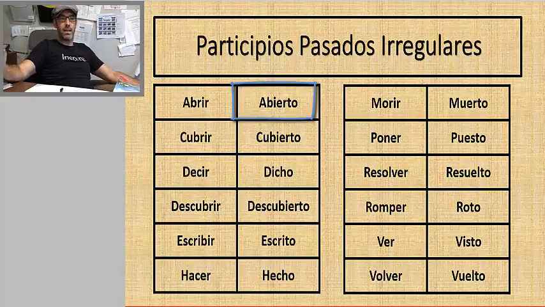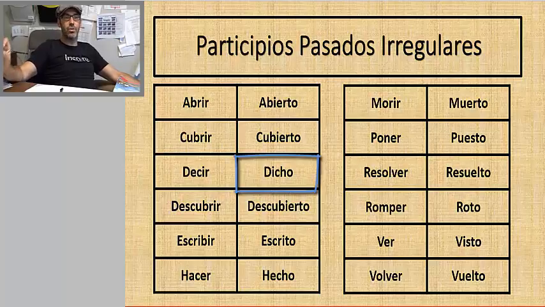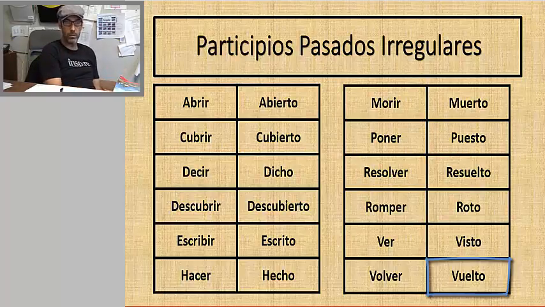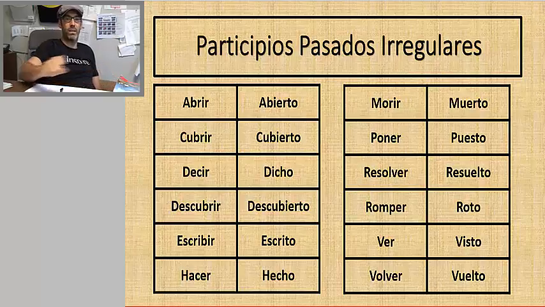So we have abrir es abierto, cubrir es cubierto, decir es dicho, descubrir es descubierto, escribir es escrito, hacer es hecho, morir es muerto, poner es puesto, resolver es resuelto, romper es roto, ver es visto, y volver es vuelto. And I think cubrir, it's to cover something, for those of us that may not know that one. And descubrir is to uncover something. Descubierto.